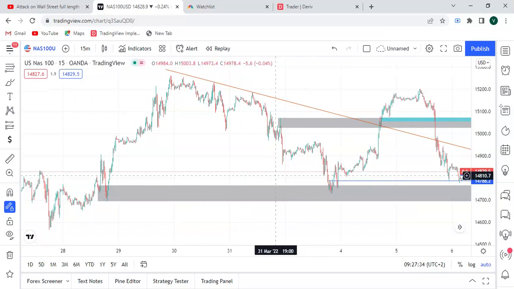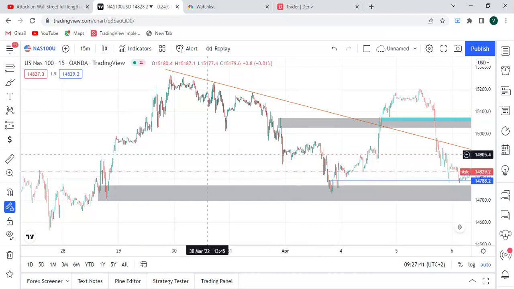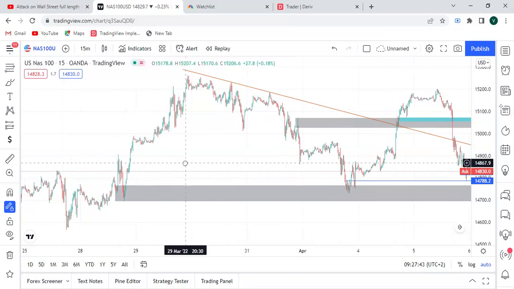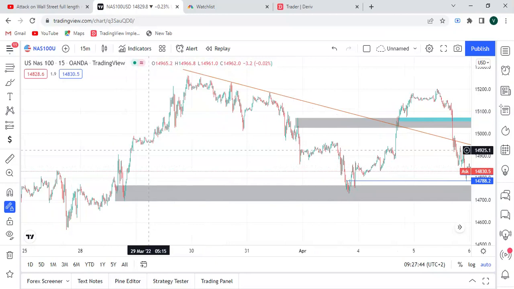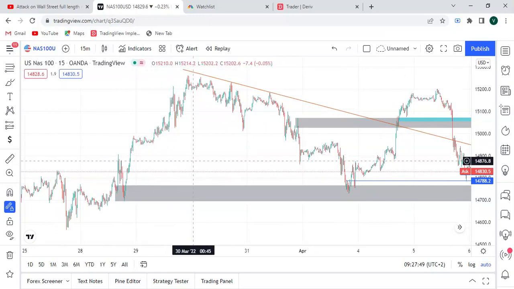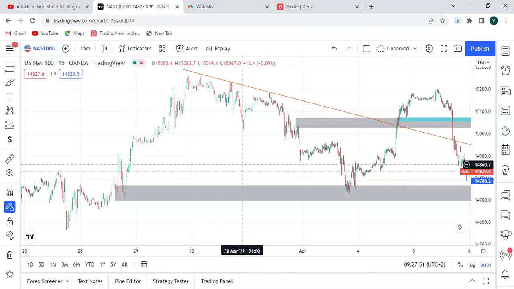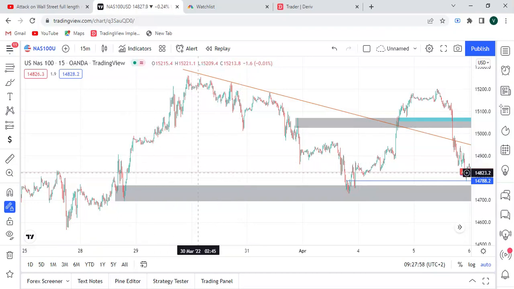We're back again with a very useful video, very useful content. Today I will be explaining order blocks when you're trading with price action on Nasdaq, US 30, and all those indices. You can also use this on your currency pairs because this is how the market moves.